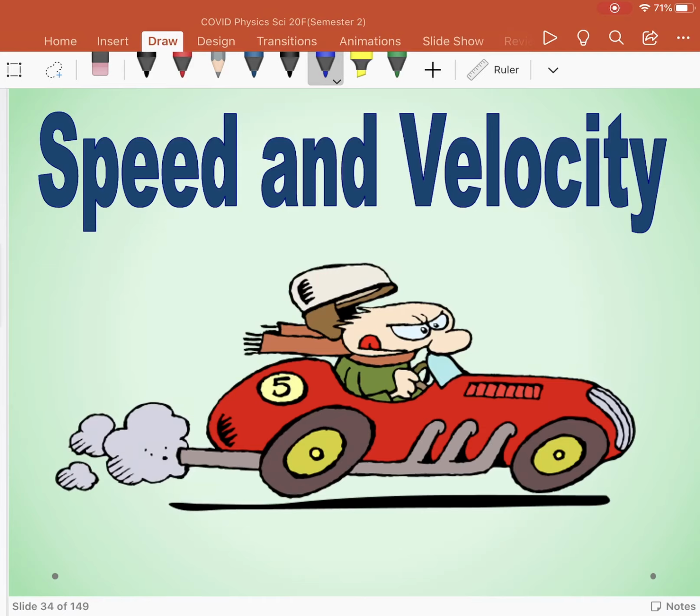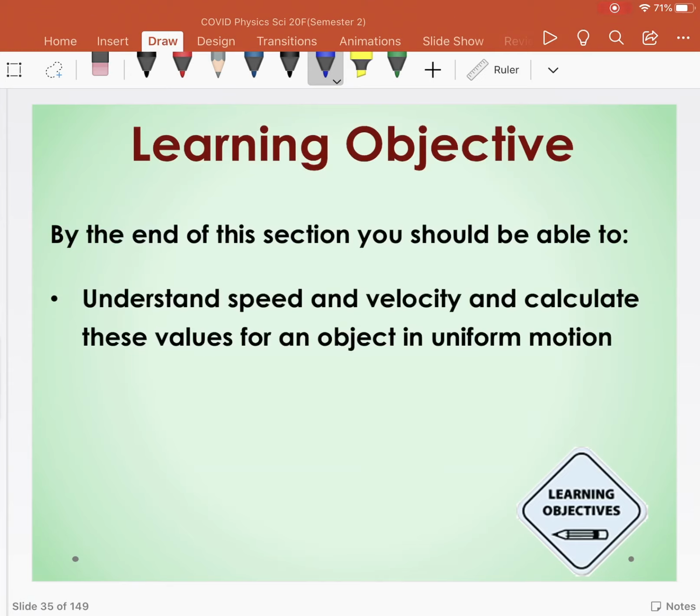So I hope you're all doing well, finding ways to keep busy, staying up to date with your schoolwork. We are well into physics now. This lesson is on speed and velocity. It is going to involve quite a few calculations, so please make sure you're following along with your notes, writing down the examples, and you should have a calculator nearby as well to ensure that you are getting the same answer that I get. Okay, so by the end of this lesson, you should be able to understand speed and velocity, the similarities and the differences between the two, and be able to calculate these values.